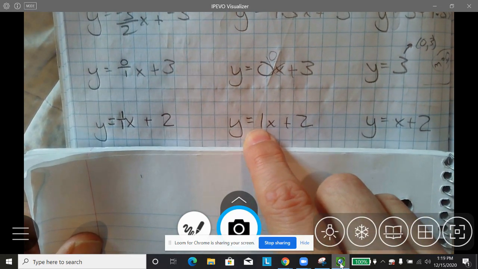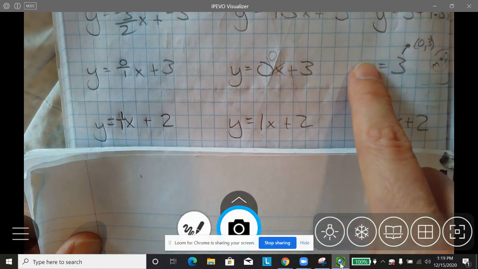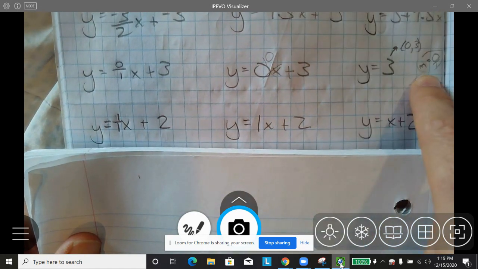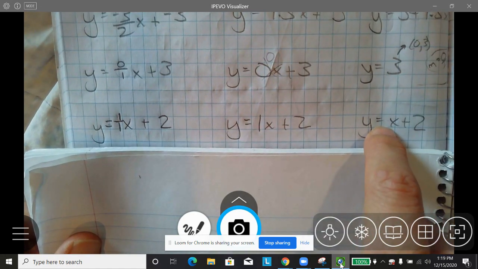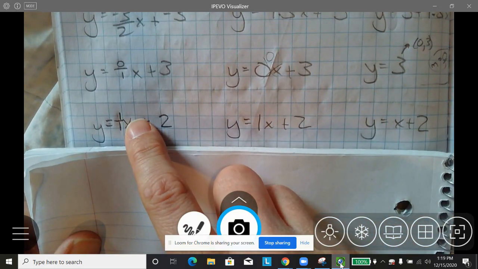And since we assume there's a coefficient of 1, we know the slope is actually 1 over 1. So don't get these two confused, all right? If there's no x, that means the slope is 0. If there's no coefficient written, we assume it's 1, meaning a slope of 1 over 1.